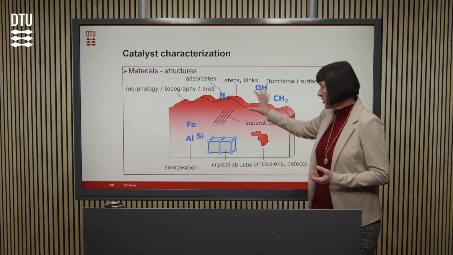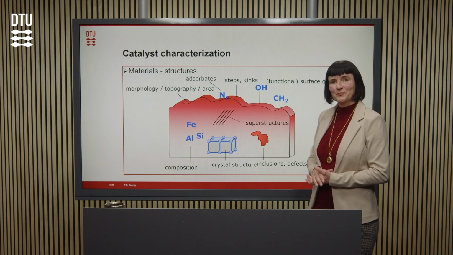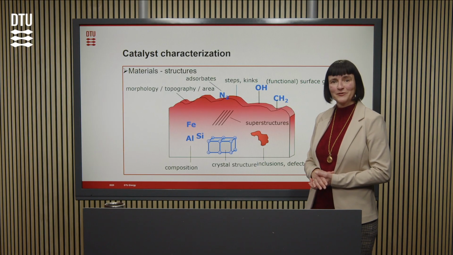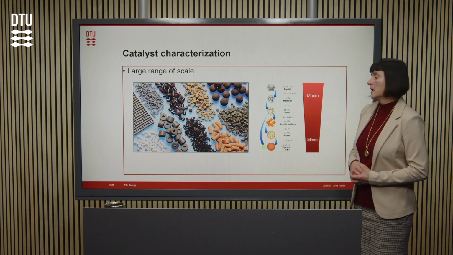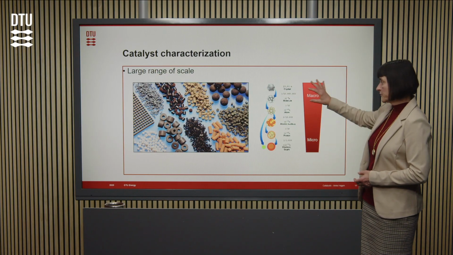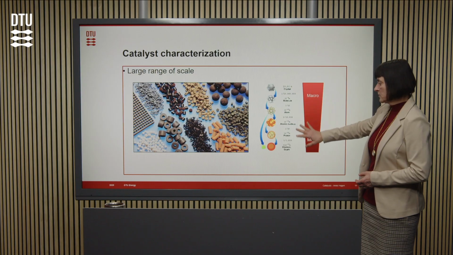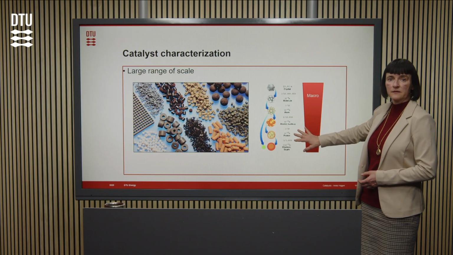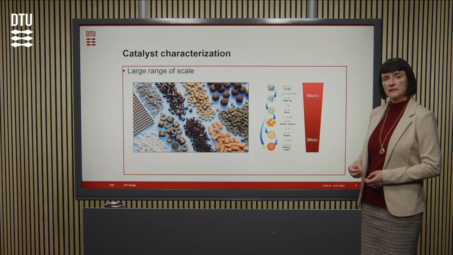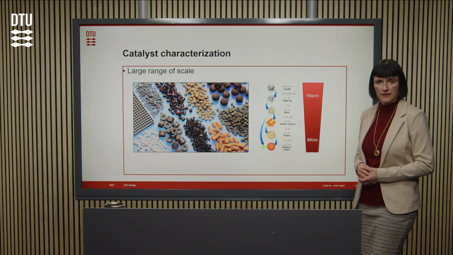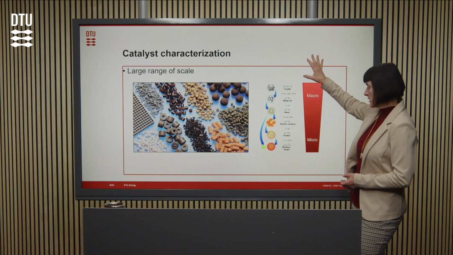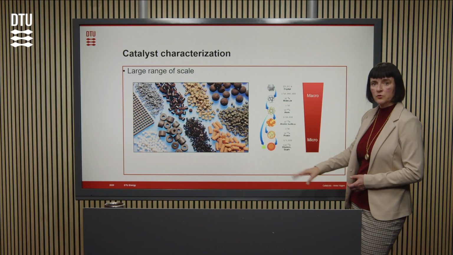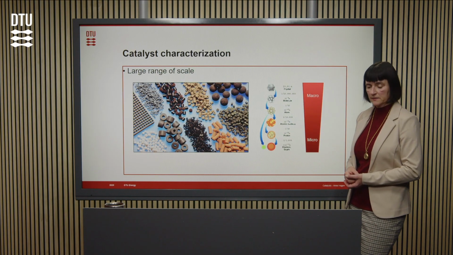And as complex as this picture illustration of a catalyst is, so is the length scale. We are looking from a crystal down to almost atomic scale. So these are the length scales that matter for catalytic activity. We have to go from, let's say, macro to micro and nano to characterize our catalysts.